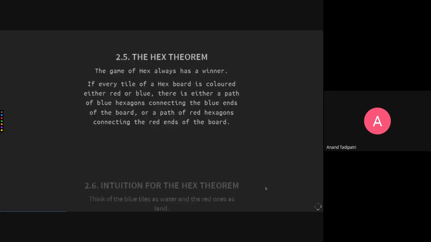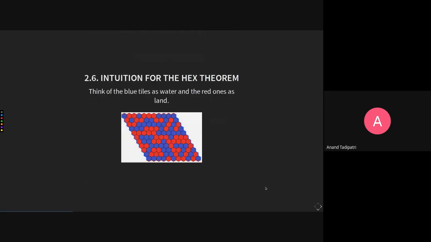Right, so let me try to give some intuition for the Hex theorem. Let's think of the blue tiles as representing water, and the red tiles as representing land. Can someone put these together to give some intuitive explanation of why we would always expect a blue path connecting the two ends or a red path connecting the two ends?